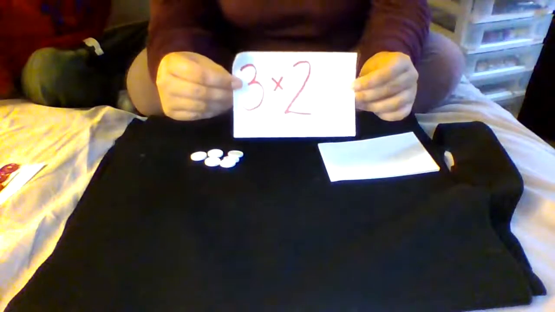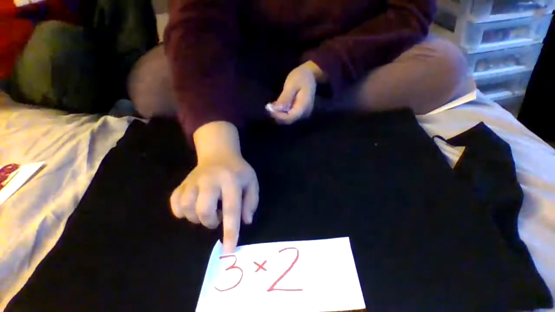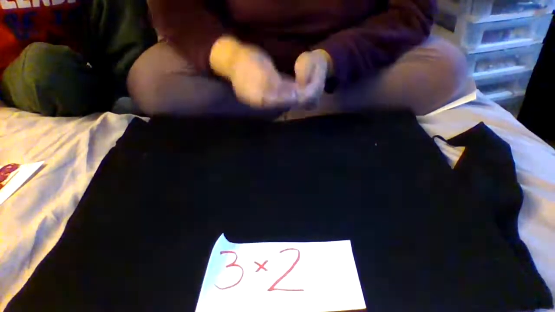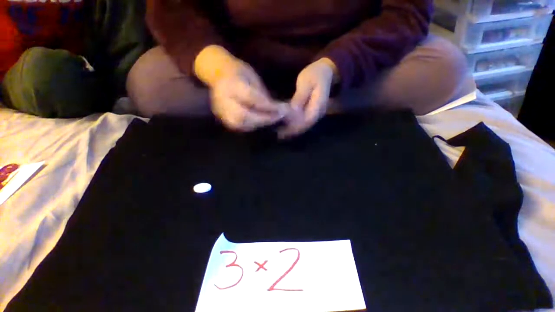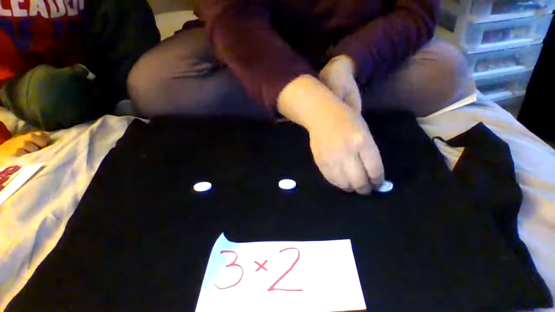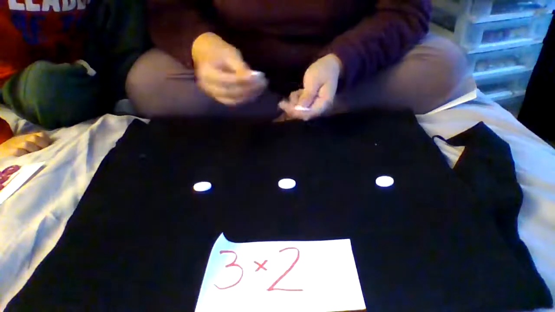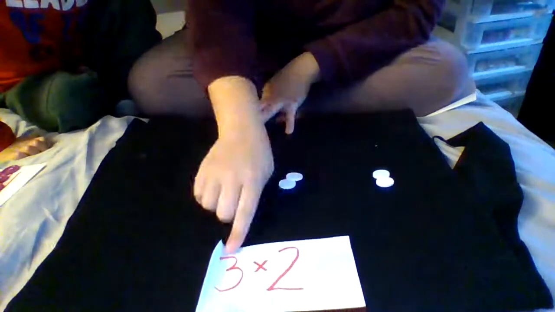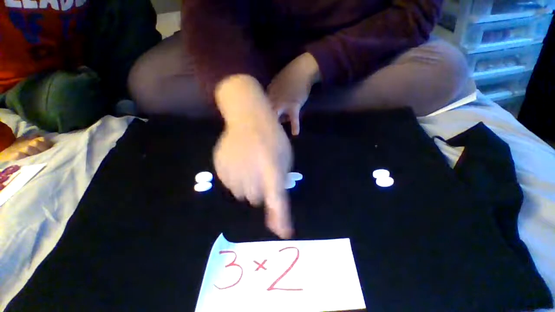Okay, we're going to use counters to help us figure out this problem. 3 times 2. I have some counters here, and my partner here, Zachary, is going to help me count. The first thing we need to do is make 3 groups, and each group is going to have 2. So here's 1 group, 2 groups, 3 groups, and now I need to make sure I have 2 in each group. Do I have 2 in each group now? Yeah. Okay, so I have 3 groups, and each group has 2 in it.